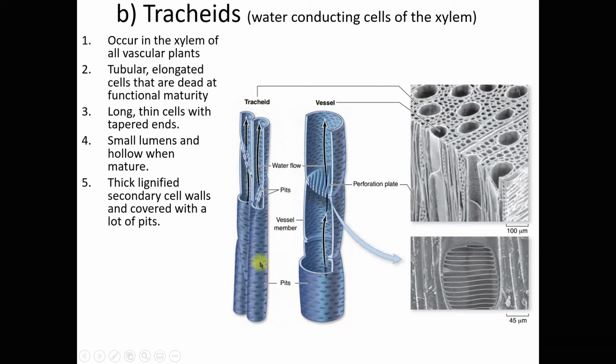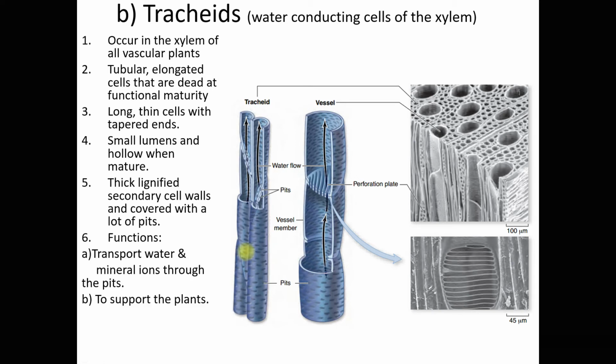You know the significance of these pits? So the water can move either vertically, right, or horizontally, side by side. So the water will move upwards or side by side, right? Now the function of these tracheids: transport water and mineral ions through the pits, as well as through the lumen, and then to support the plants.